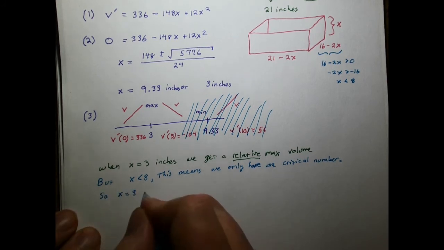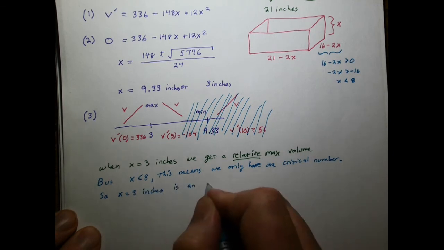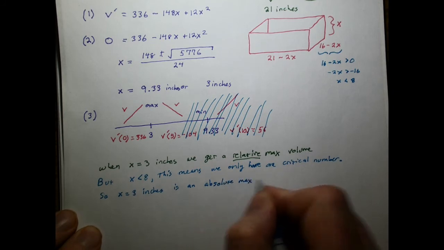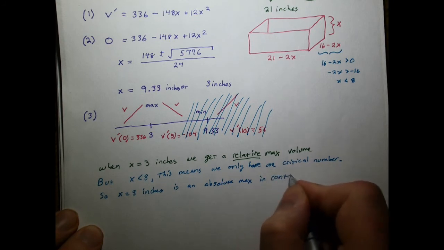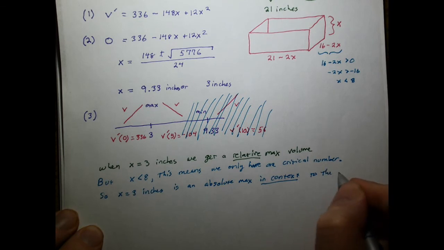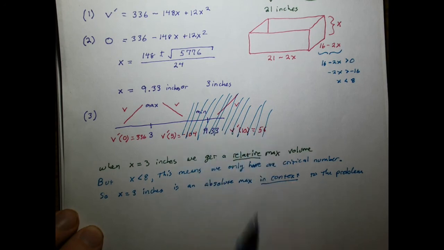So x equals 3 inches is an absolute max. In context to the problem, because the problem doesn't make sense if you let the x's get bigger than 8.